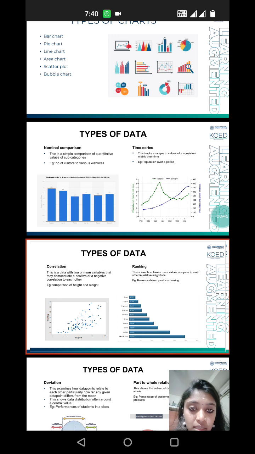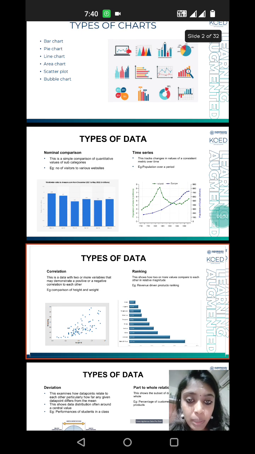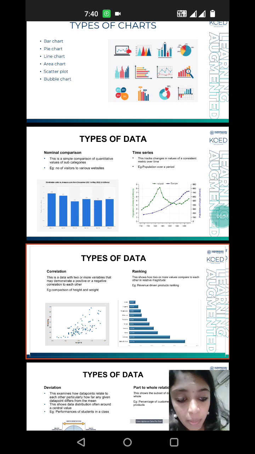Nominal comparison is like quantitative values of the data. For example, in a supermarket during a particular period of time, we can get the data like how many visitors have visited at that time. Such kind of data would be nominal comparison. And then the second one is time series.